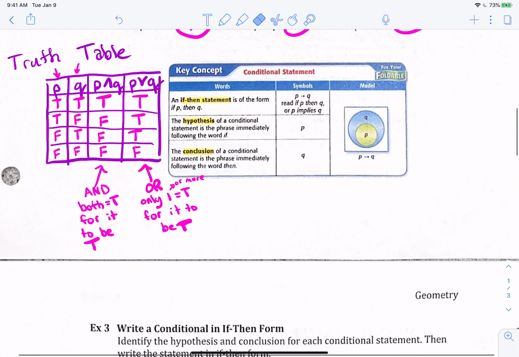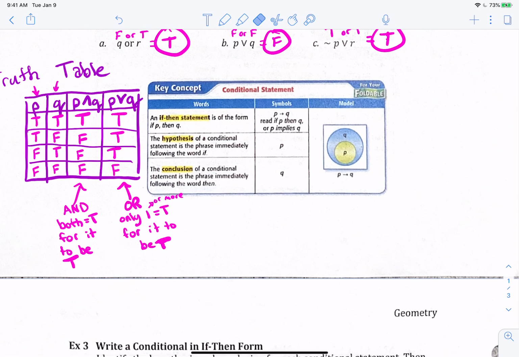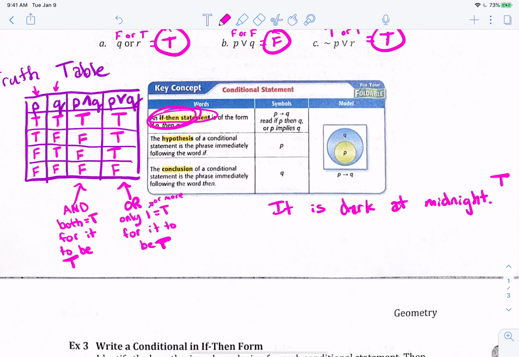All right. Next thing, I'm going to go off to the side over here, and I'm going to give you another example. It is dark at midnight. We're going to assume that it is true, disregarding the Alaskan winters where there's 23 hours of daylight, whatever. So we're going to assume that that statement is true. What we're going to do now is take that statement and write it in if-then form. That's what this thing right here says. If-then. So if something happens, comma, then something else is happening.